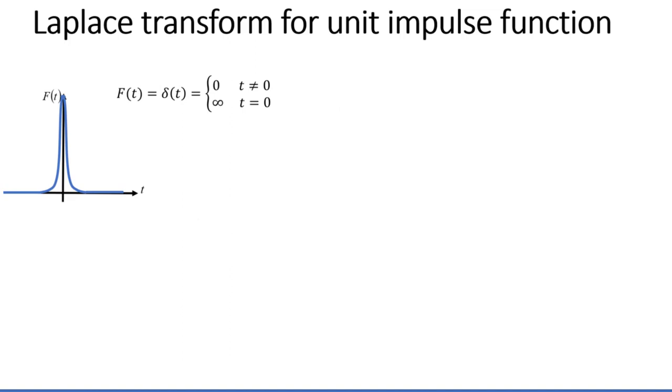The first function for which we will apply the Laplace transform is the unit impulse function. We will describe this function using the Dirac delta function, which means that it will be 0 for all times except for t equals 0, where the impulse is applied, and for that time the value of the function is infinite.